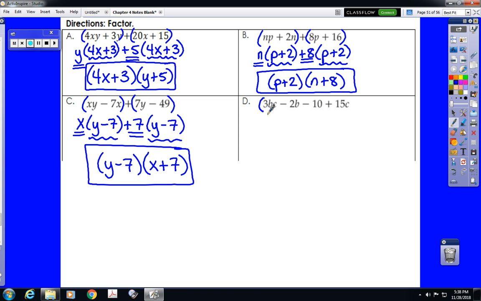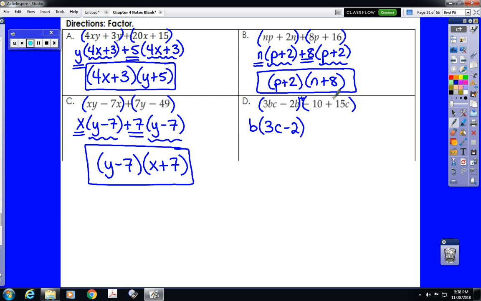Finally, on letter D, we group. Remember to group the negative with the 10. That means there's a new plus sign in between, but it's not going to stay there very long. We factor out the greatest common factor from these two terms. The only thing they have in common is a b, so that leaves 3c minus 2.